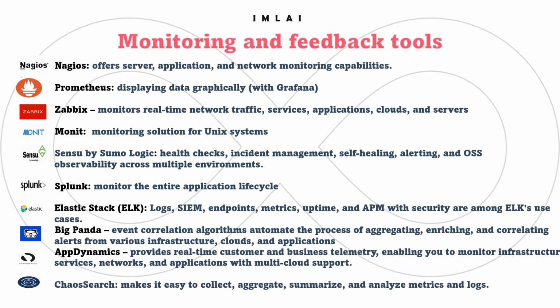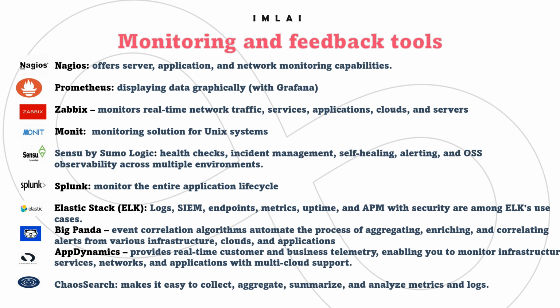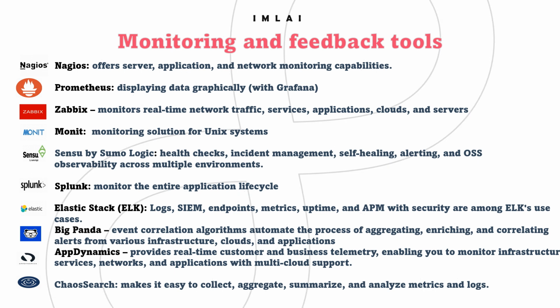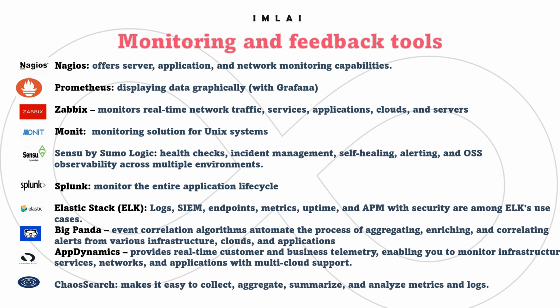Then, as I told you, as the tests are going on, the system has to send back feedback. After testing is done, while the whole system is running, you have to get the feedback. You have to monitor what is happening, and you have to monitor the performance of the whole automated ecosystem. For all those things, you require a tool, which we call monitoring and feedback tools. The most famous tool is Nagios. Nagios offers server, application, and network monitoring capabilities.